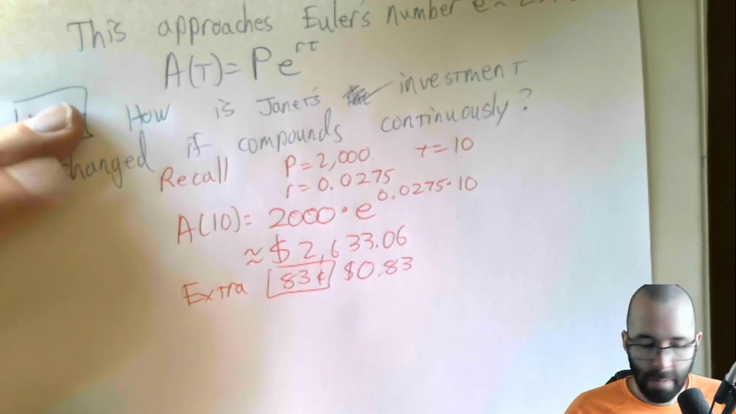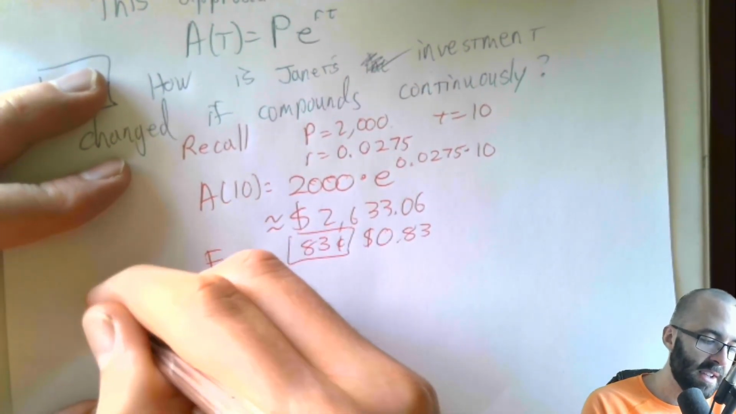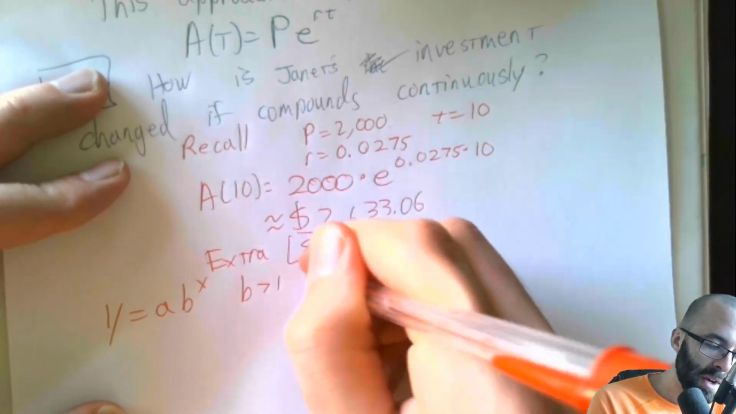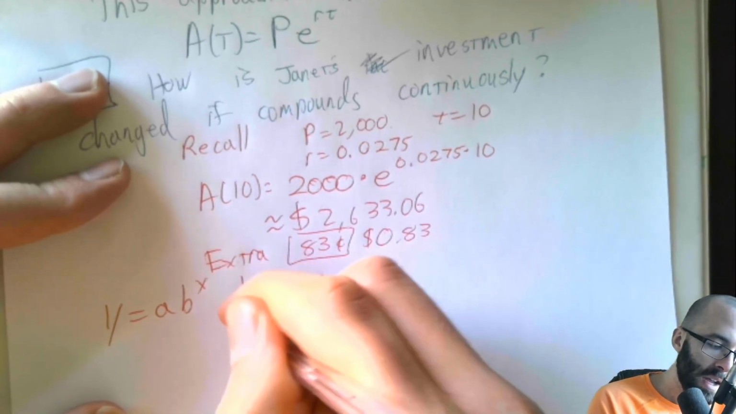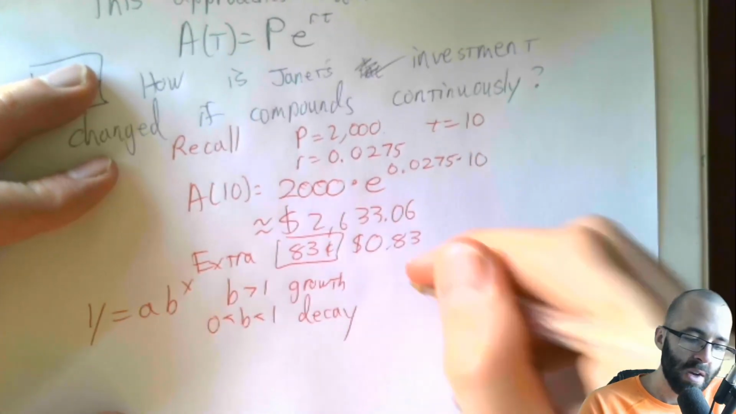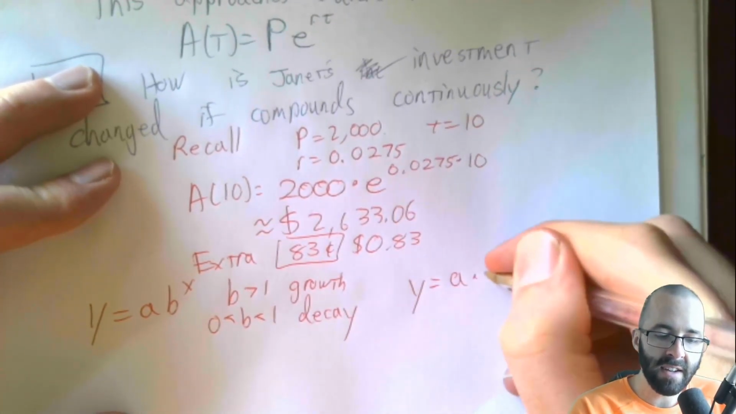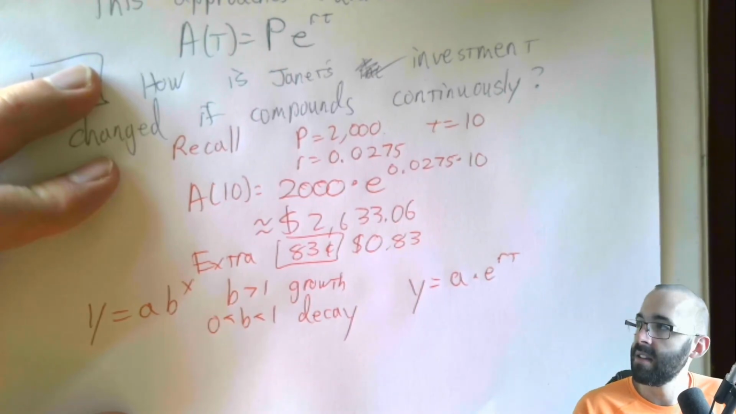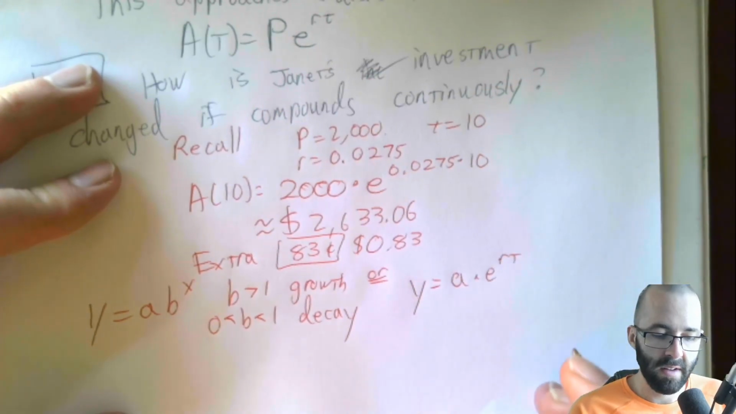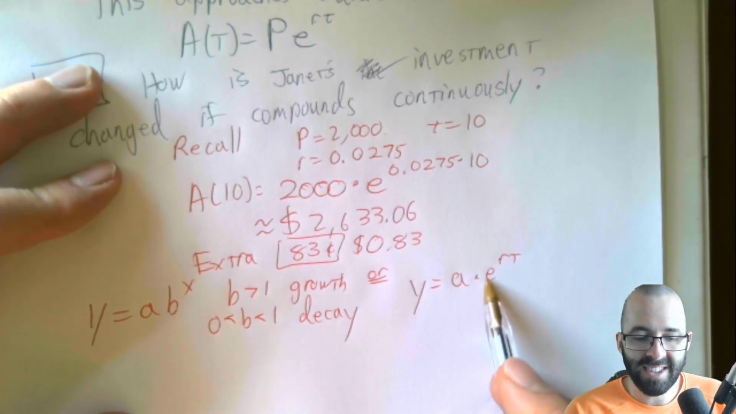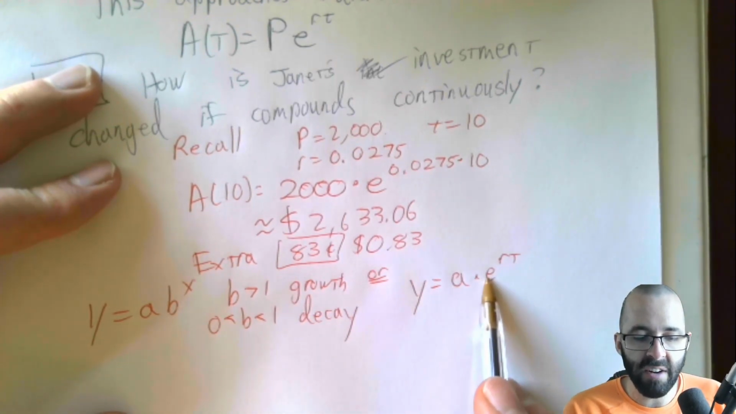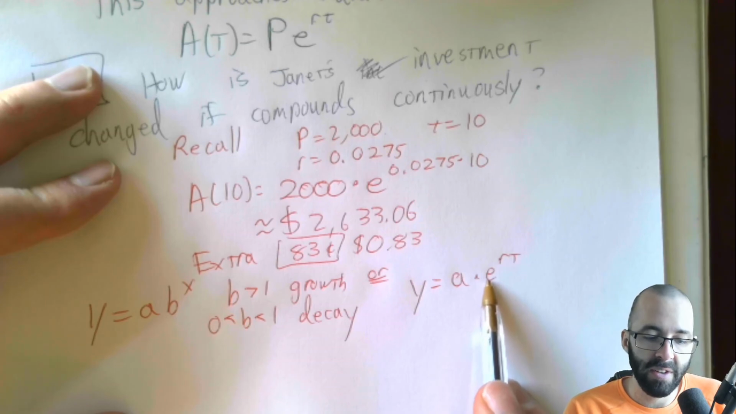Okay. And that's how you sort of do it. That's e. So let's revisit an earlier topic. We had y is equal to a times b to the x. And if b was bigger than 1, it was growth. And if b was between 0 and 1, it was decay. Well, we can also model these things as a times e to the rt. And again, a is the same thing. But we can standardize it in a sense by, instead of having a bunch of different bases, we can standardize it with e, Euler's number.